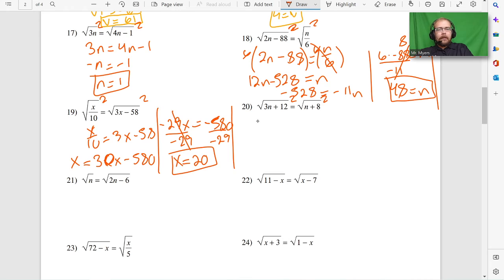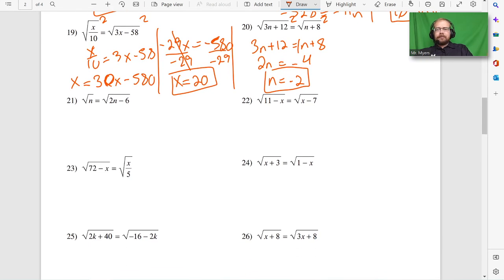Square, square. 3n plus 12 equals n plus 8. Subtract 1n on both sides, and you would have 2n over here. Subtract 12 on both sides, and you'd have negative 4 over there. Now n is equal to negative 2. That should work, but let's plug it in just to be safe. Negative 2 times 3, negative 6 plus 12 is 6. Okay. Negative 2 plus 8 is 6. Okay, we get positive 6 on both sides. We're good. Okay, that actually wasn't too bad.